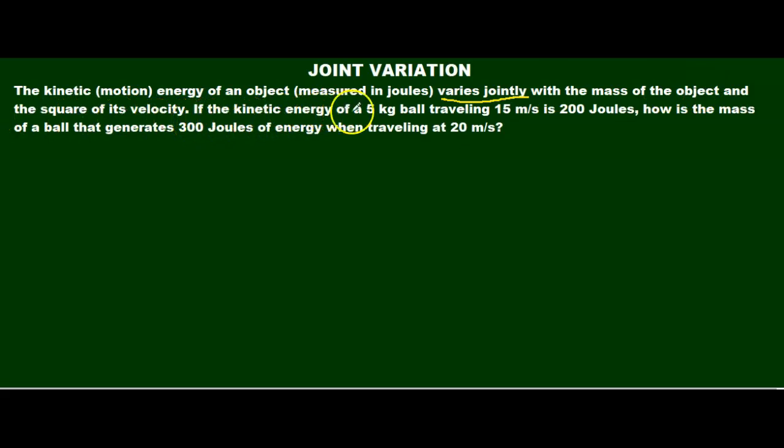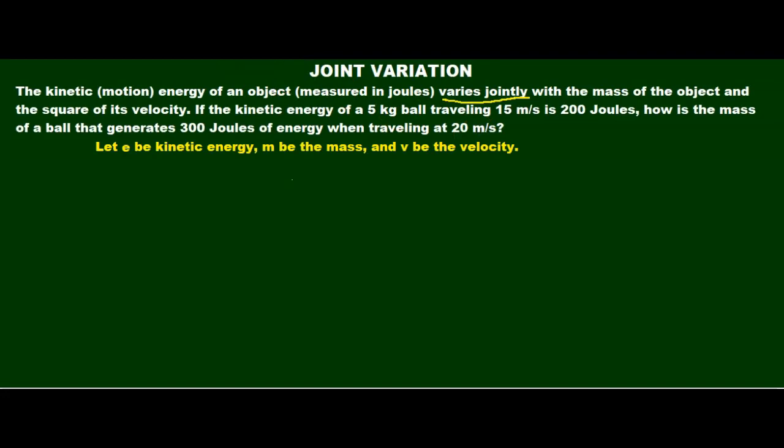If the kinetic energy of a 5 kg ball traveling 15 meters per second is 200 joules, what is the mass of a ball that generates 300 joules of energy when traveling at 20 meters per second? So first thing we want to do is to define our terms. We have the energy, the mass, and the velocity. So I'm going to say let E be kinetic energy, M be the mass, and V be the velocity.